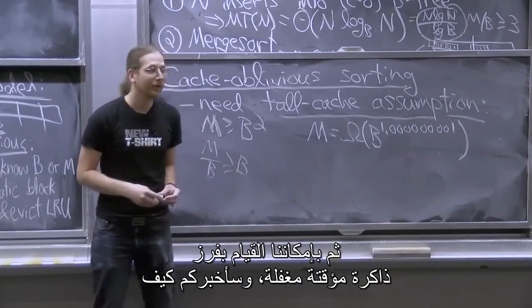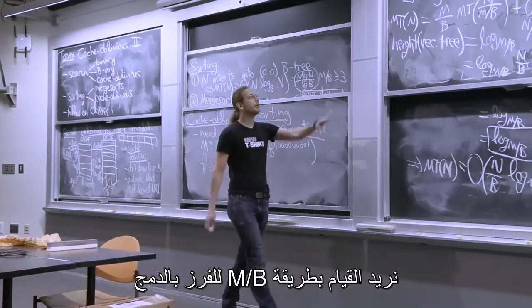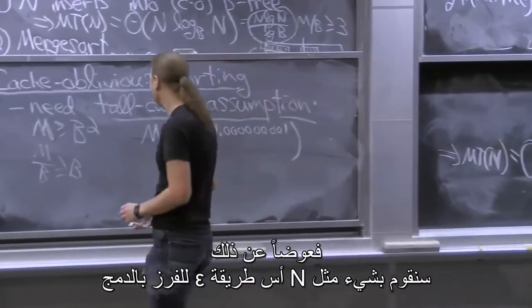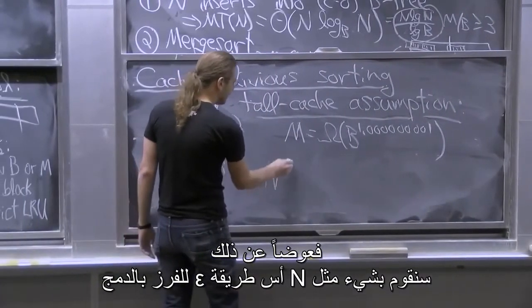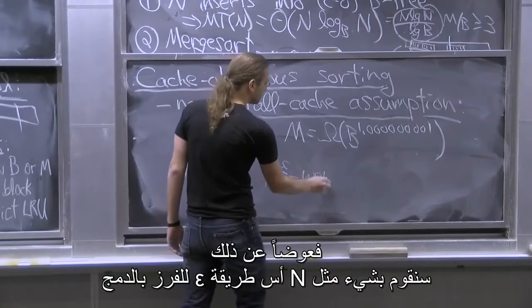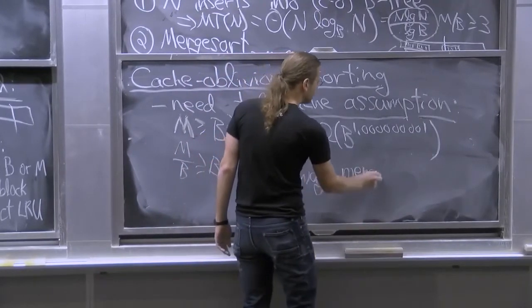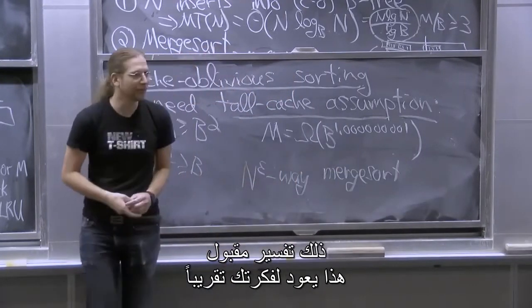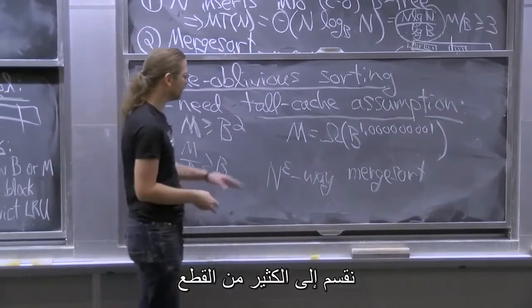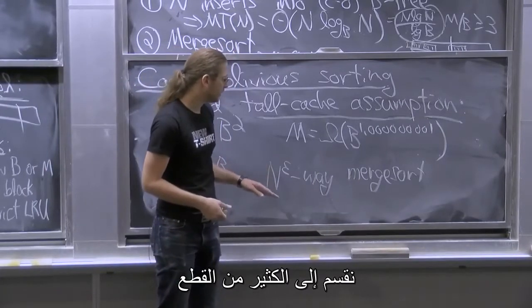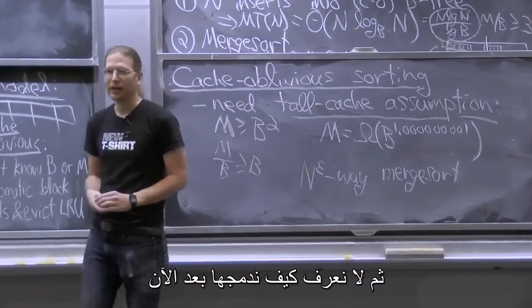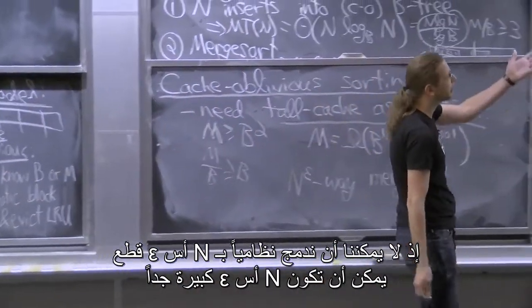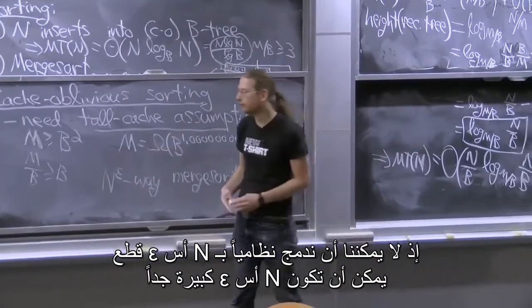Let me tell you how. We want to do m over b way merge sort, but we don't know what m over b is. So instead, we're going to do something like n to the epsilon way merge sort. This is back to your idea, roughly. We're dividing into a lot of chunks. And then we don't know how to merge them anymore, because we can't do regular merge with n to the epsilon chunks. n to the epsilon could be too big.